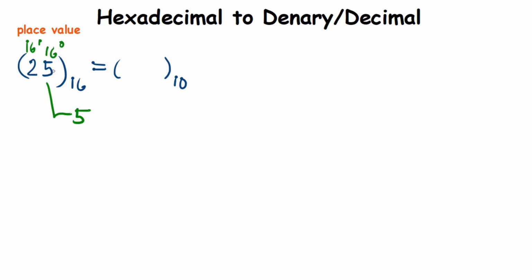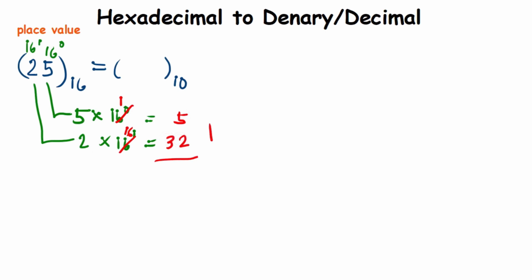What we're going to do is multiply each digit, or hexadigit, by its corresponding place value. So this 5 will be multiplied by 16 to the 0, 5 times 16 to the 0, and this 2 will be multiplied by 16 to the 1, 2 times 16 to the 1. Any number raised to 0 is 1, so this is equal to 1, and 16 to the 1 is 16. 5 times 1 is 5, and 16 times 2 is 32.